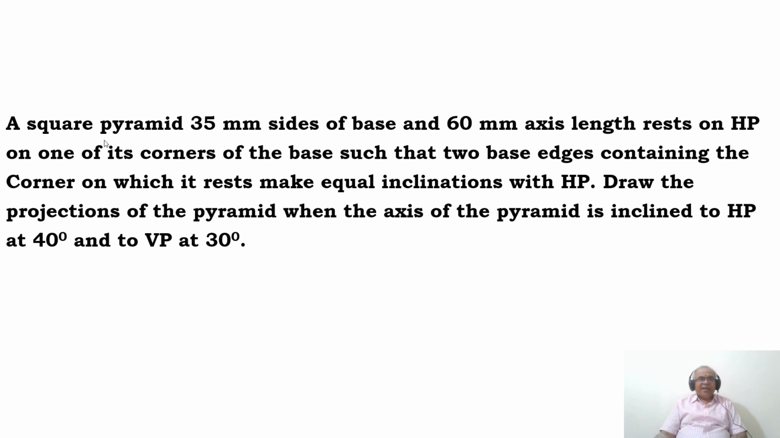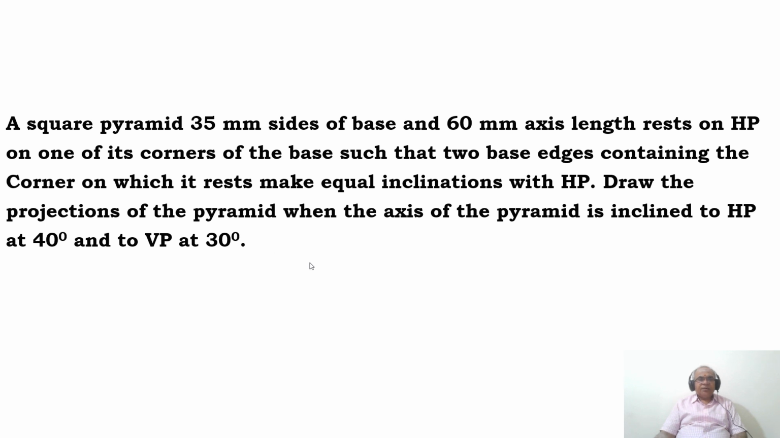The problem reads: a square pyramid with 35 mm sides of base and 60 mm axis length rests on HP on one of its corners of the base, such that the two base edges containing the corner on which it rests make equal inclinations with HP. Draw the projections of the pyramid when the axis of the pyramid is inclined to HP at 40 degrees and to VP at 30 degrees.